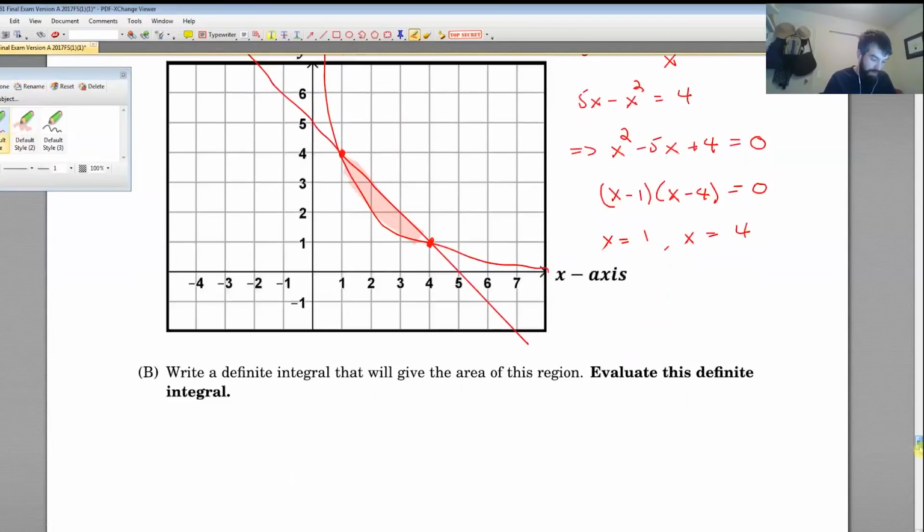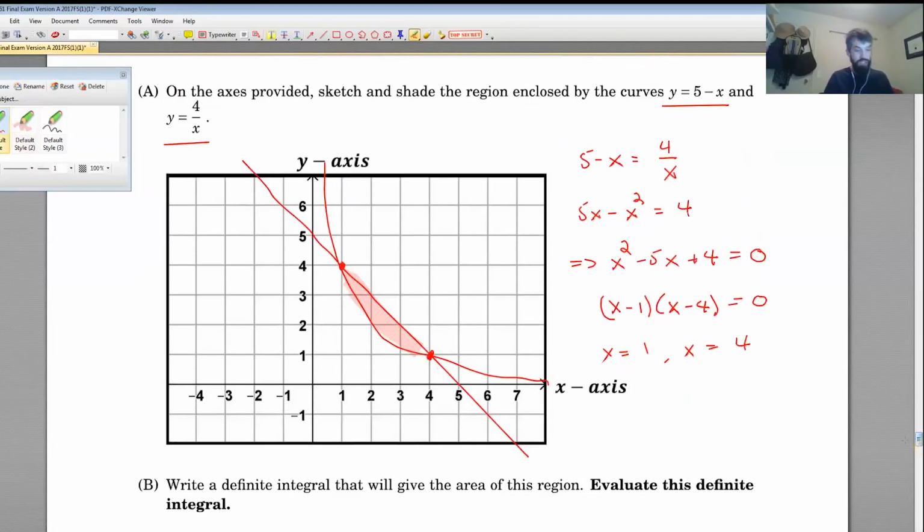Now it says, write a definite integral that will give the area of this region. So I've got to make a little bit of a choice here. Do I prefer to use an integral with respect to x or an integral with respect to y? I could do either. It doesn't really matter. There's only one region if it's top minus bottom. There's only one region if it's right minus left, so who cares? But my curves are already written in the way that makes it easy to do in terms of x. I don't have to rearrange anything. So I'm going to do an integral with respect to x. That is, I am going to do a vertical strip here.